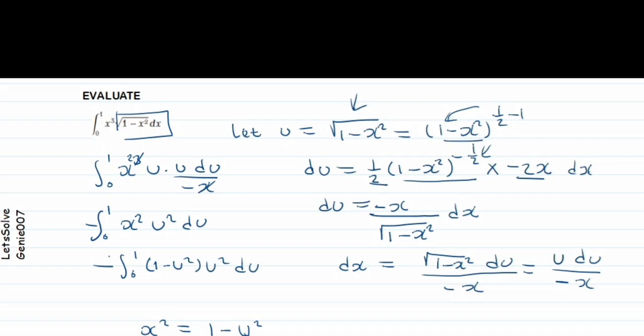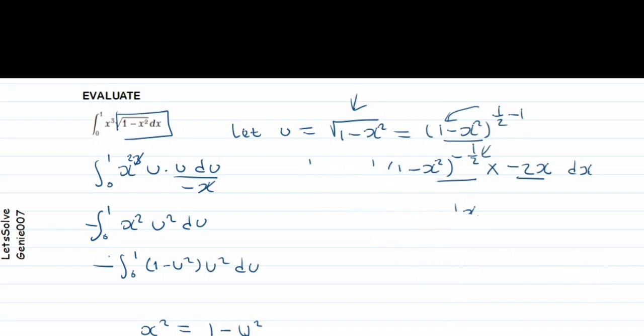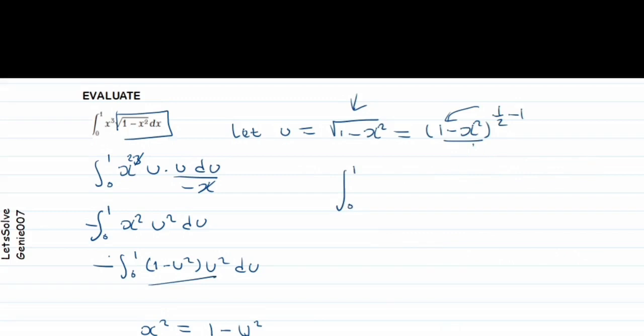Cleaning up some space here, I'm going to say the integral from 0 to 1 of this function, I'll distribute the u. So I'll have u squared minus u to the power 4, everything integrated with respect to u. So integrating this one, there's a negative here.